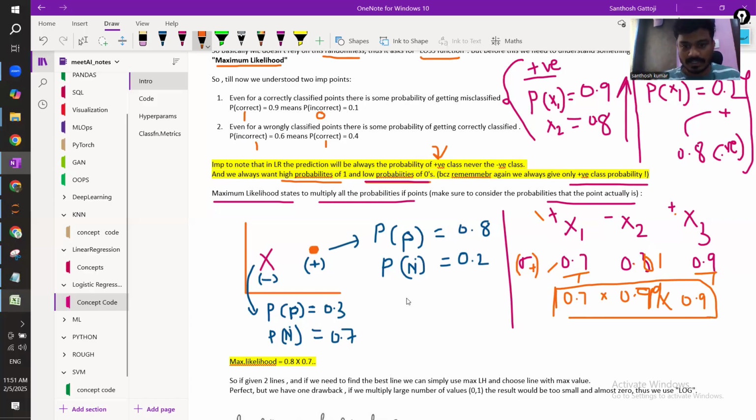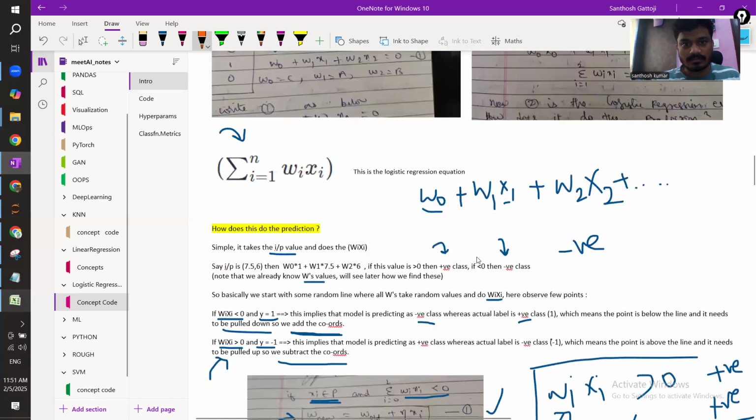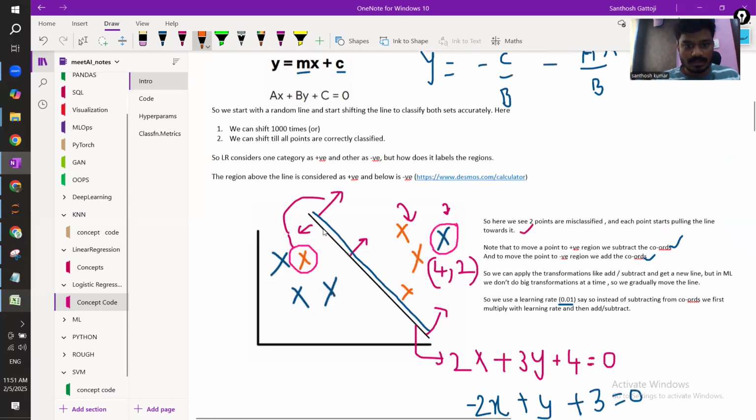Okay, simple. See, now you will understand. Now you are having, for example, only one line. Let me say this black color is one line, and this is another line.